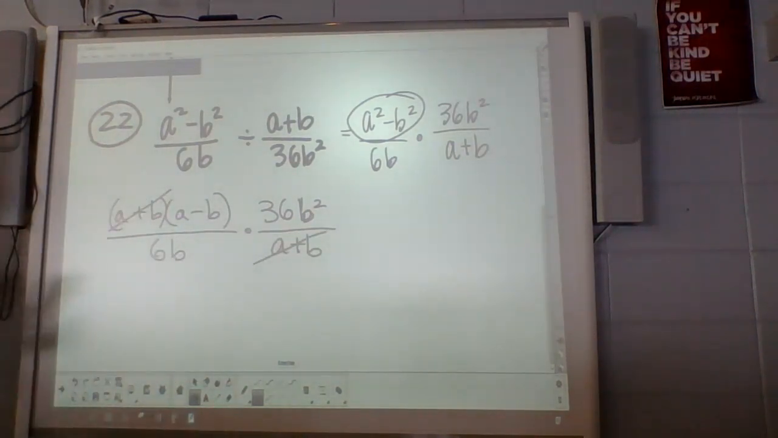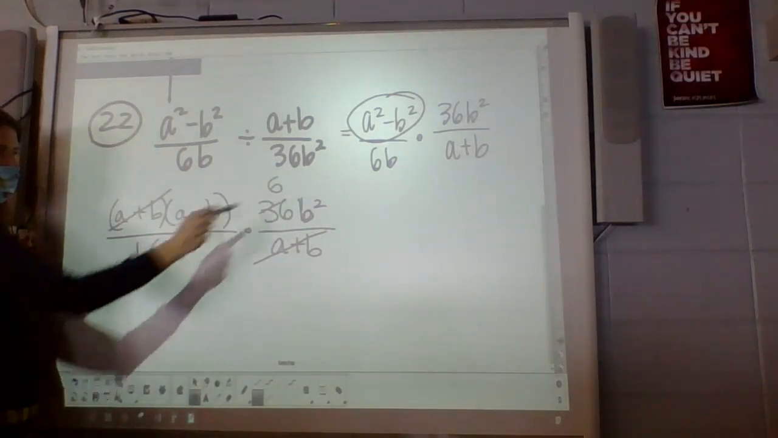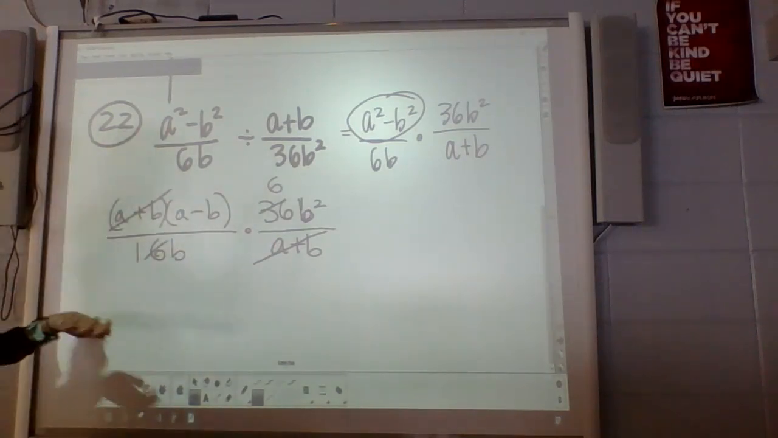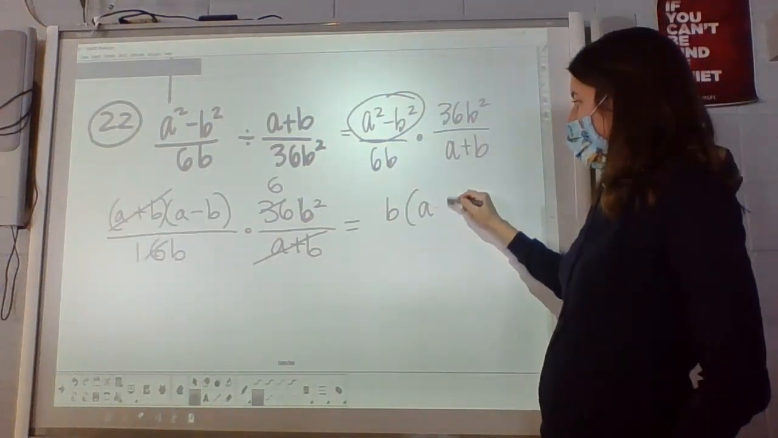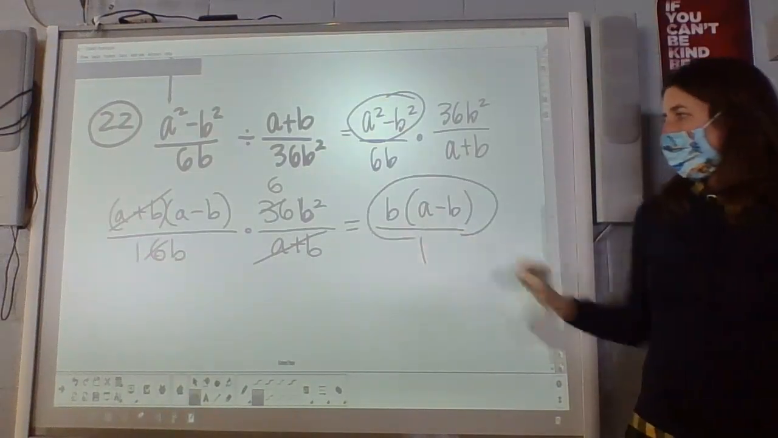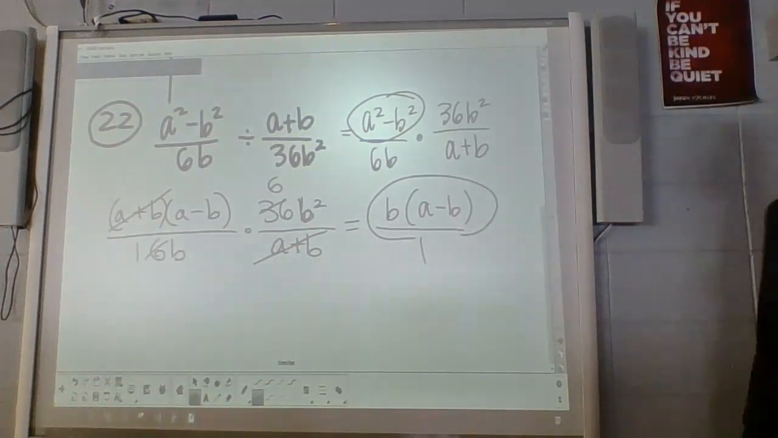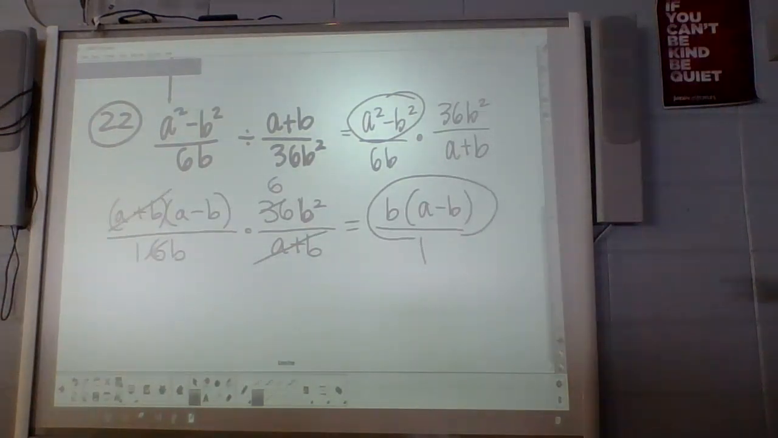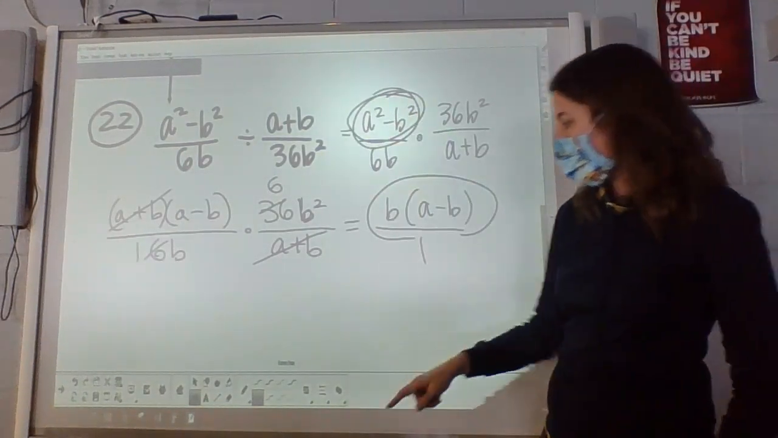On the top and bottom, they can cancel. And then looking at the 36b squared over 6b, I hope you can think through that. 36 and 6 is going to be 6 and 1. And then b squared and b, there's more b's on the top, so there'll be a single b on top. The a minus b will be left on top, and then there's nothing on the bottom, or you can just leave it as this. So you can include the 1 or not. So being able to factor those, always remember, always look to see if you can factor it all.